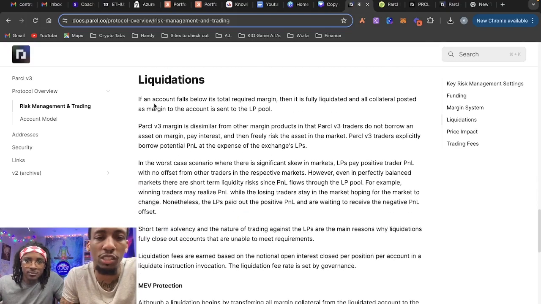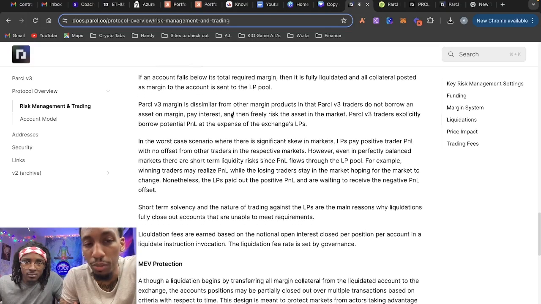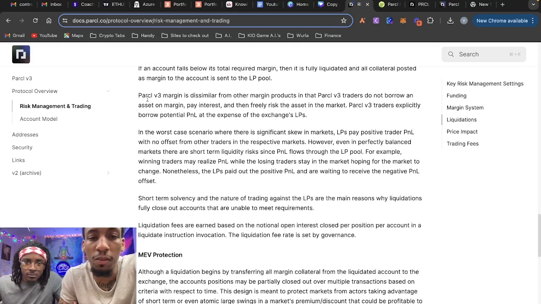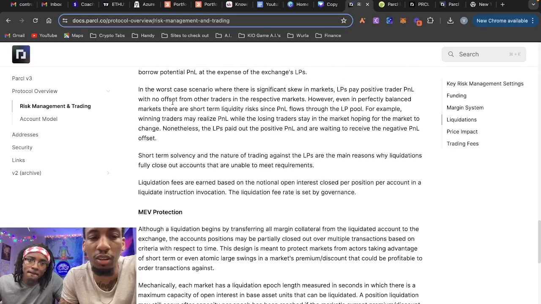And then moving on to liquidations, if an account falls below its total required margin, then it's fully liquidated and collateral posted as its margin to the account is sent to the liquidity pool. So it says Parcl V3 margin is dissimilar to other margin products in that Parcl V3 traders do not borrow an asset on margin, pay interest, and then freely risk the asset in the market. They explicitly borrow potential P&L at the expense of the exchange's liquidity pool. So it's like the liquidity providers are the house on this platform.